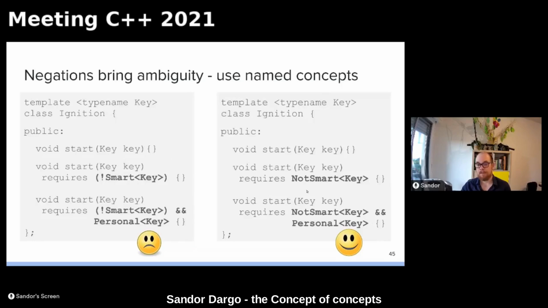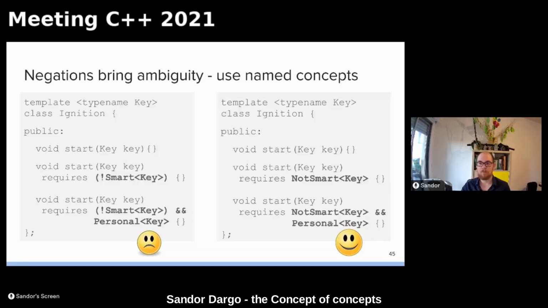But if you want to rely on this, if you want to use such constraints, you have to name your concepts. You have to name the negated concepts, and you could write your concept not smart. Its body would be really simple. It would be what you have on the left side, so it's not a smart key. And then it can deduce that what you have in the second overload, not smart key, and in the third overload, they originate from the same place. Therefore, it can subsume them, and it can decide which overload it should take.